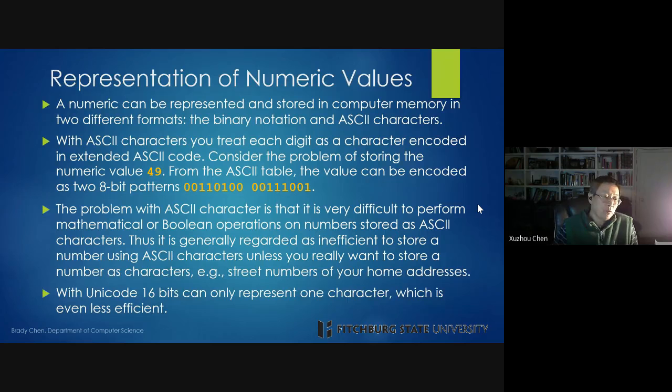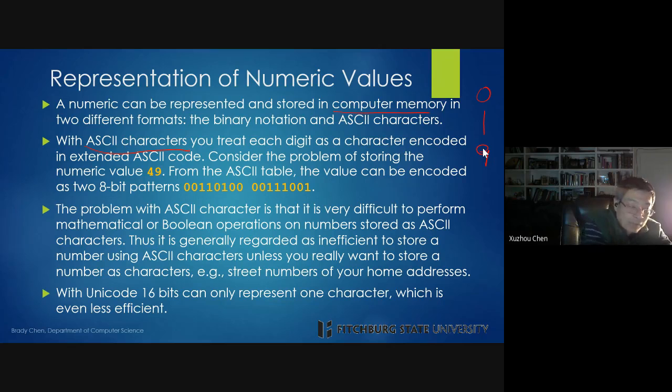Now if we want to represent numeric values, like a number, integer, floating point number, so any numbers, a numeric can be represented and stored in the computer memory as well, because that's the initial purpose of the computer. You want to do arithmetic, addition, multiplication, just like what we did in a previous module. Now with the ASCII characters, we know that the digits 0 to 9 can be represented as an ASCII code, right?